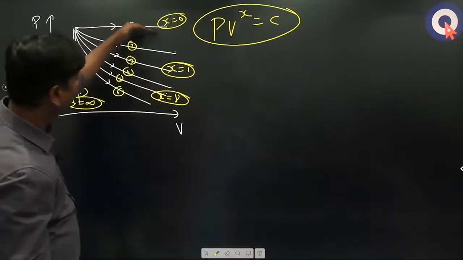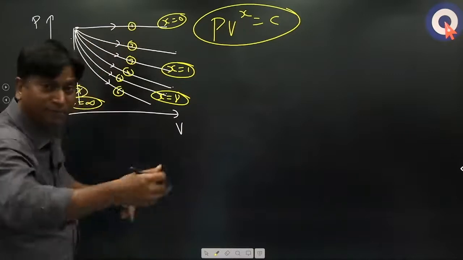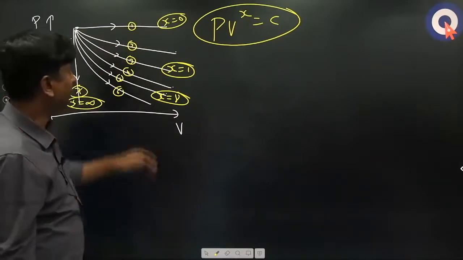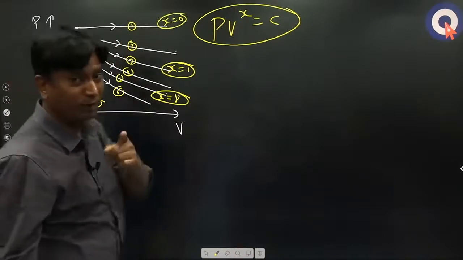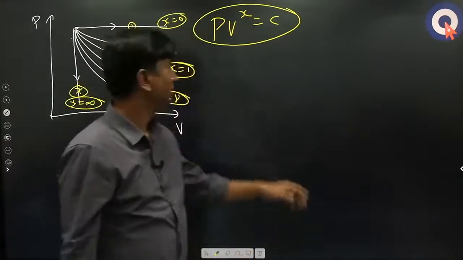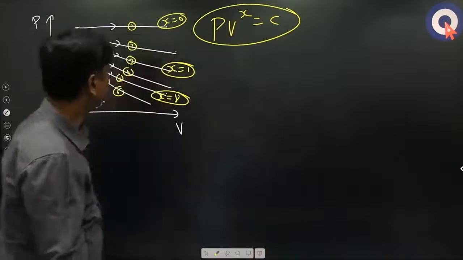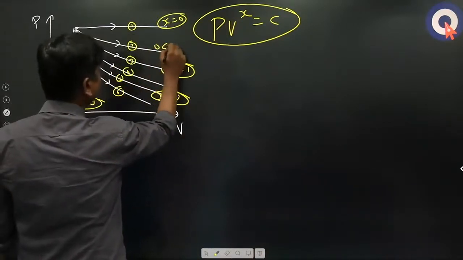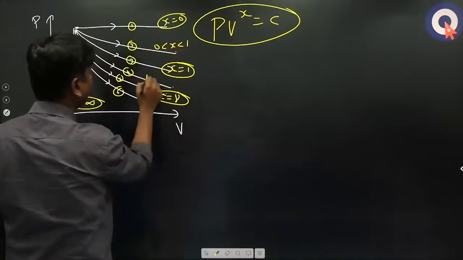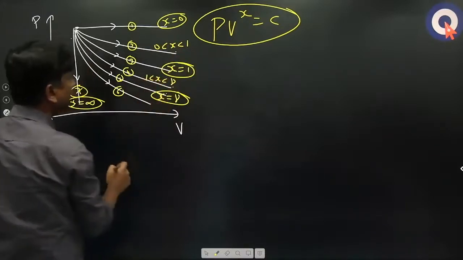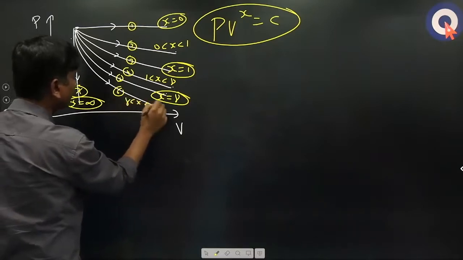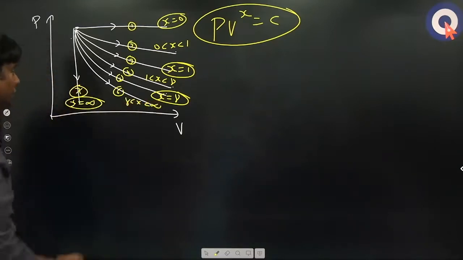So as the value of x is increasing, the steepness of the curve also will increase, right? So the steepness of the curve is also increasing because the slope will definitely depend on the value of x only, correct? Okay. So here 0 to 1, and here 1 to gamma, and here gamma to infinity. All right. Okay.